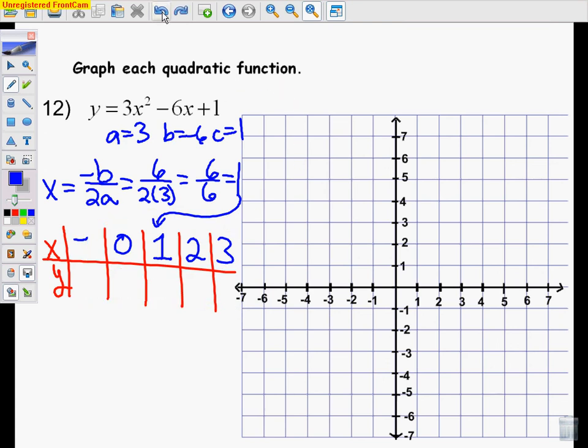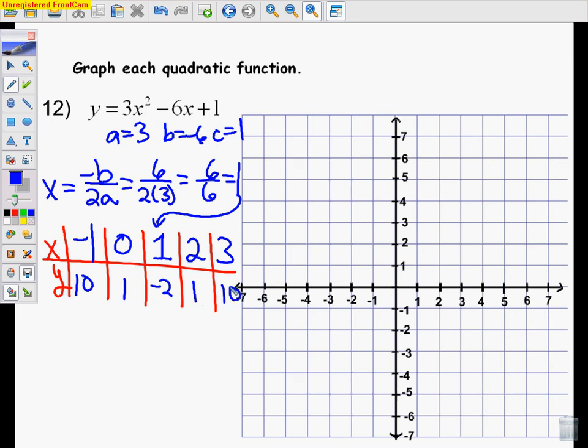I'm just going to go ahead and calculate these really quickly. You could pause the video and calculate these on your own if you need to. So the values for these are going to be, at -1, we're at 10. At 0, we're at 1. At 1, you're at -2. At 2, we're at +1. And at 3, we are at 10 again.